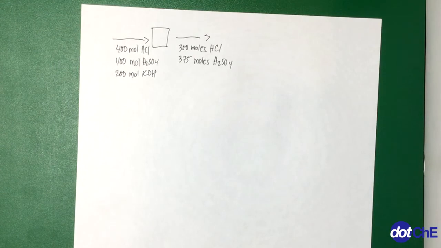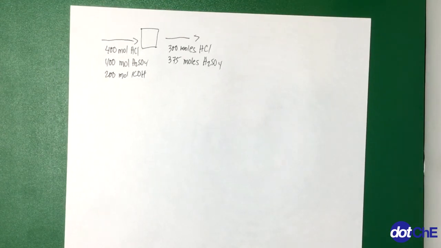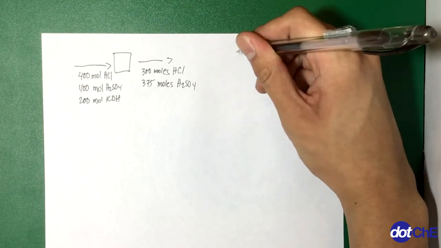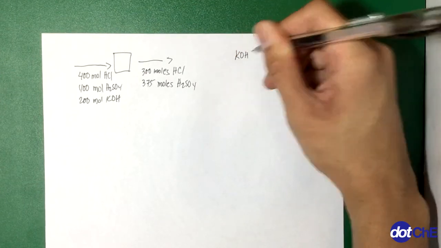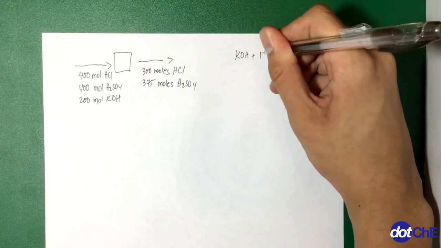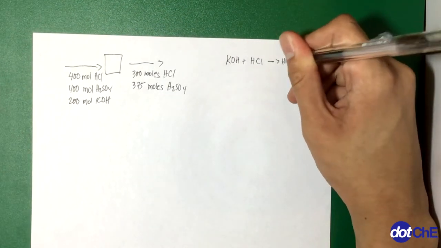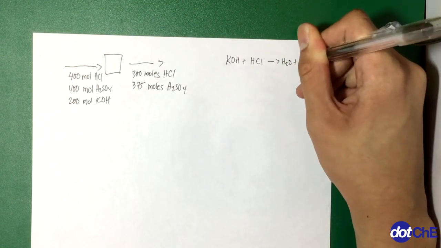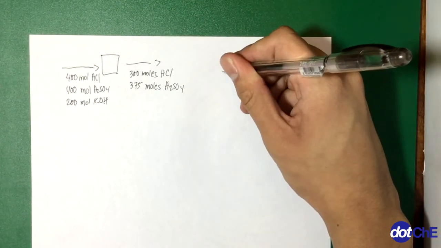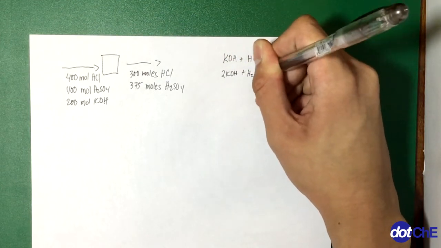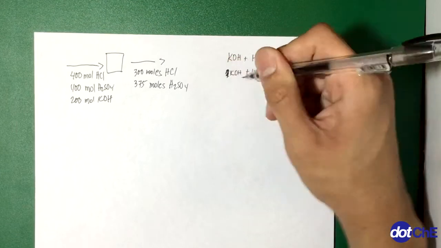Now, to show you that it is not required that you need the stoichiometric relationships of each of the substances, I'm just going to write the reactions as they are. So plus HCl. I'm not going to write any stoichiometric coefficient. H2O plus KCl. 2KOH plus H2SO4. Oh, sorry, I wrote 1. I'm just going to cancel that.